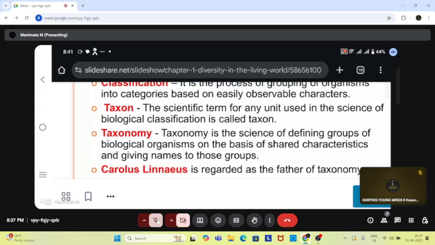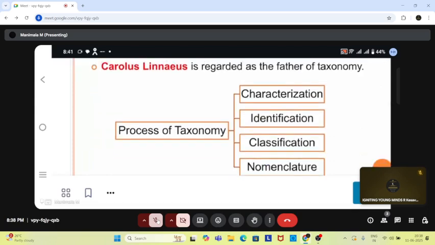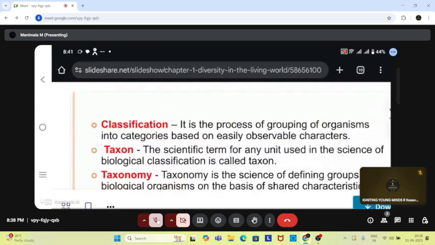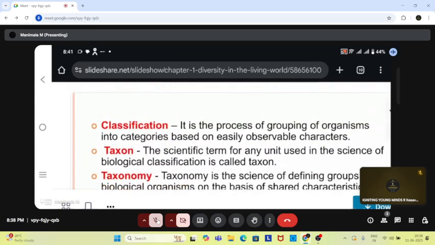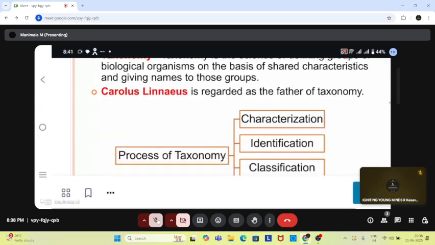So for this taxonomy, who first gave the idea? That is Carolus Linnaeus. Linnaeus is the father of taxonomy. So what is classification? Grouping of organisms. The grouping of organisms is called a taxon. The grouping of organisms based on particular characteristics, that branch in biology, is called taxonomy. And the father of taxonomy is Carolus Linnaeus.